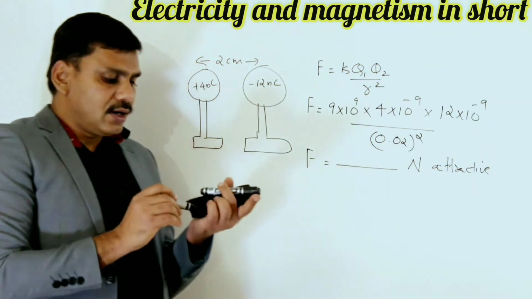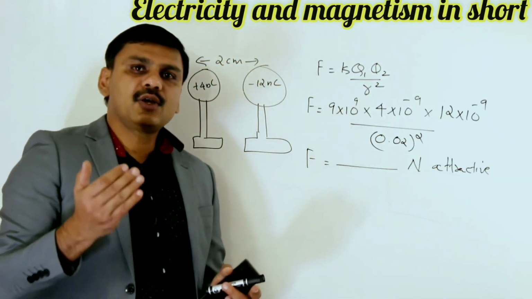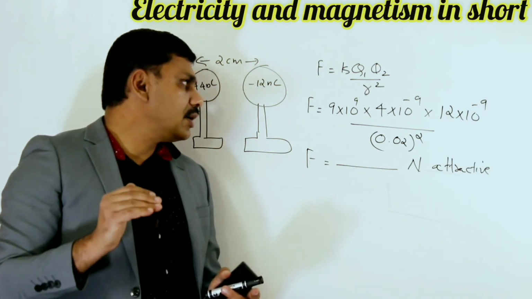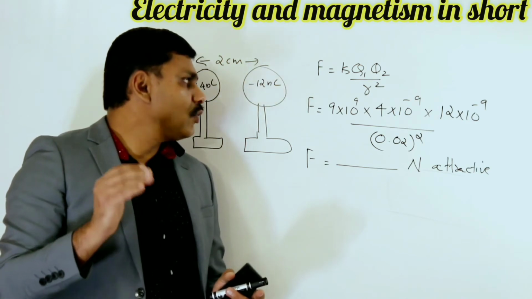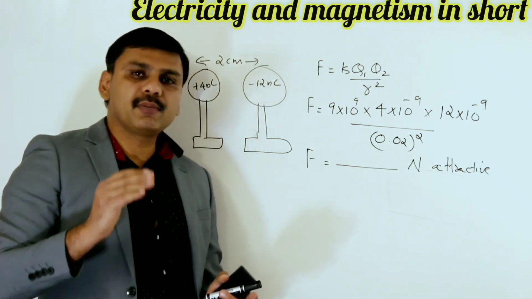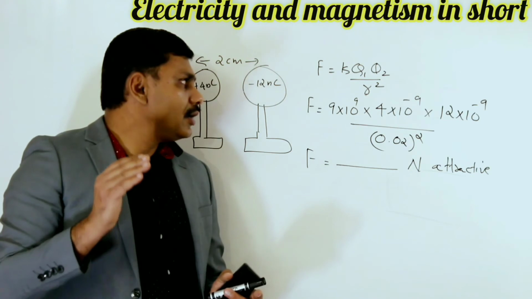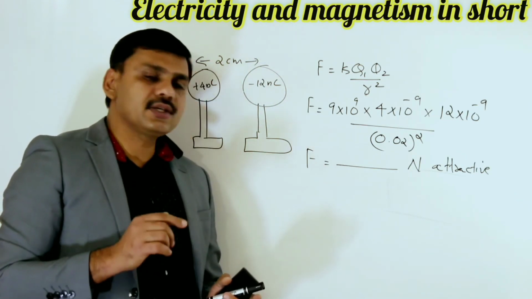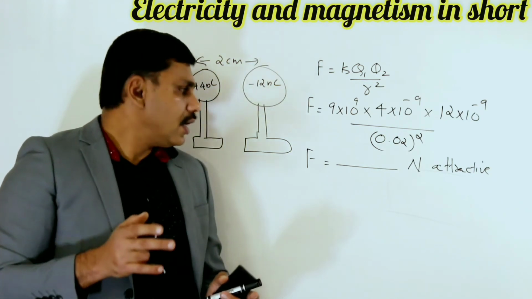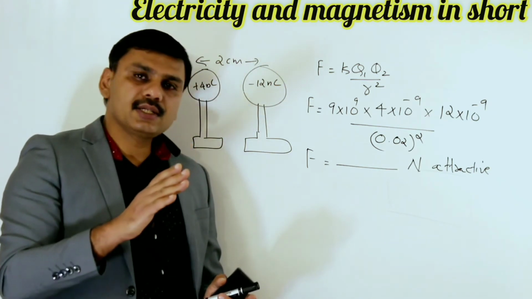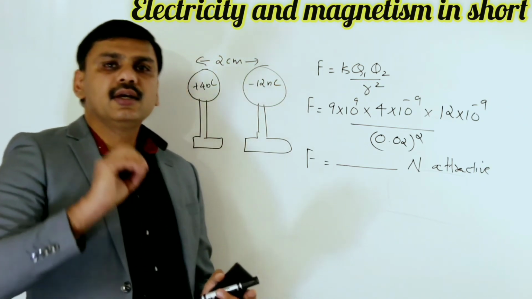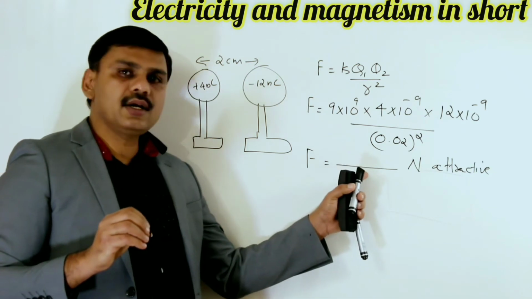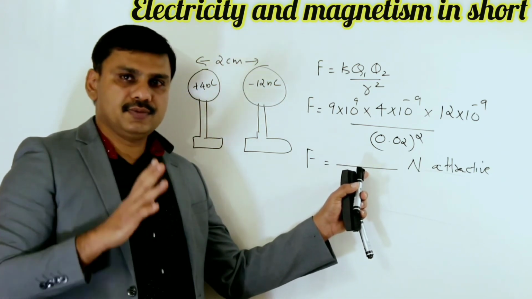Okay, so what law are we using here? K Q1 Q2 divided by R square, that is Coulomb's law, and K is 9 multiplied by 10 to the power 9. Q1 is 4 multiplied by 10 to the power minus 9 and Q2 is 12 multiplied by 10 to the power minus 9. Distance is 0.02, the whole square. I am not doing the complete calculation with the answer, I am just showing the steps how to work it out. So the answer will be in Newton and the force will be attractive.